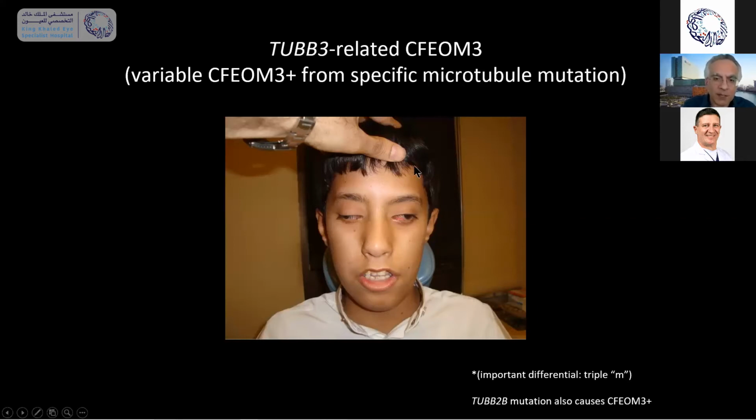Now, whenever you have a child who has strabismus and facial weakness, don't jump to the diagnosis of CFEOM. We have to rule out the possibility of a neuromuscular disease or myasthenia or even mitochondrial disease. We have to worry about that whenever you have strabismus and weakness in other parts of the body. But heterozygous TUBB3 mutations cause CFEOM with muscle weakness and intellectual disability. So this is one of the phenotypes that we see.